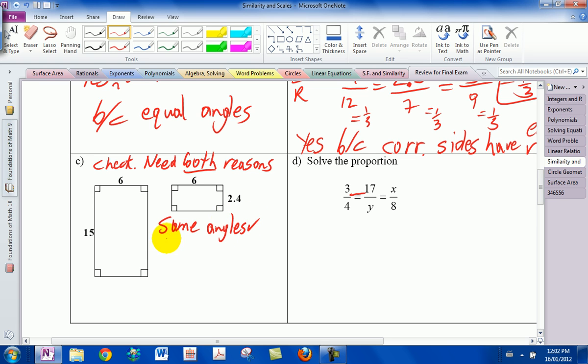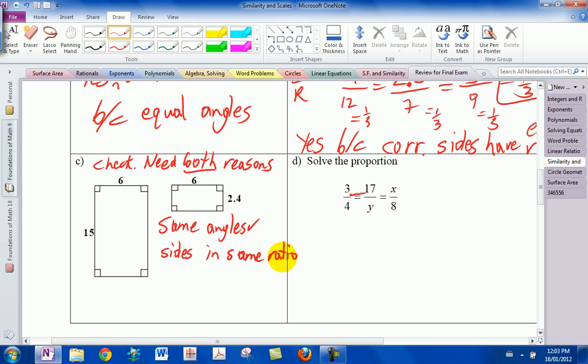So that's okay. What about sides in the same ratios? Okay, check it out. Sides in the same ratio. So you gotta check that.